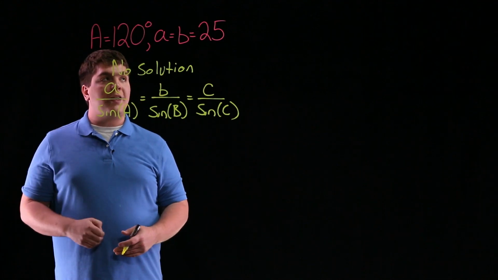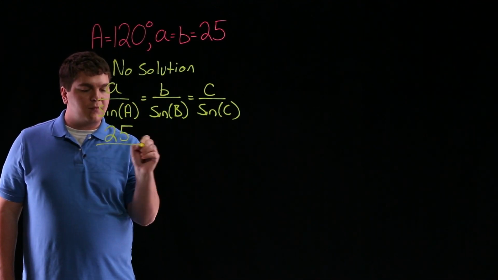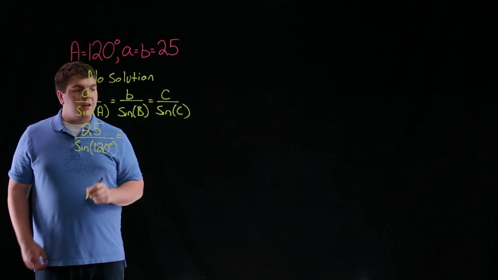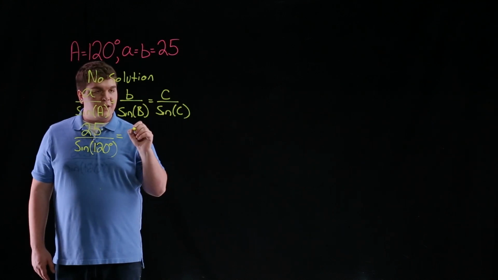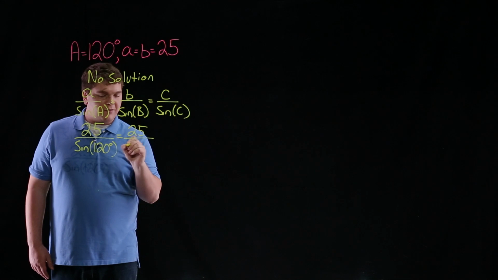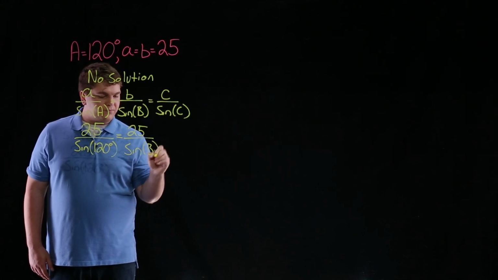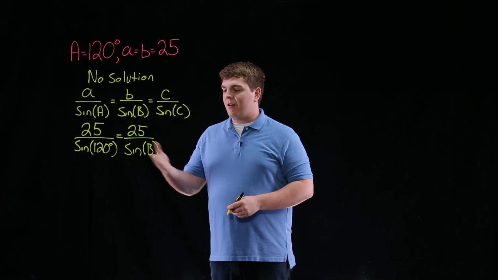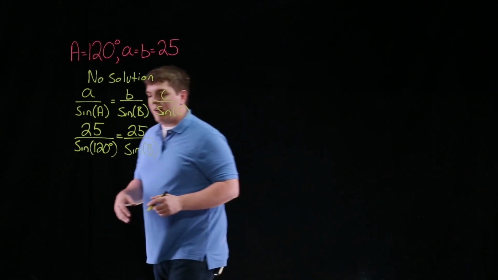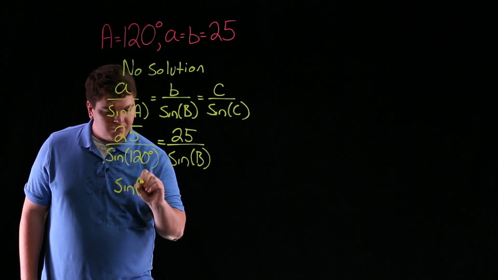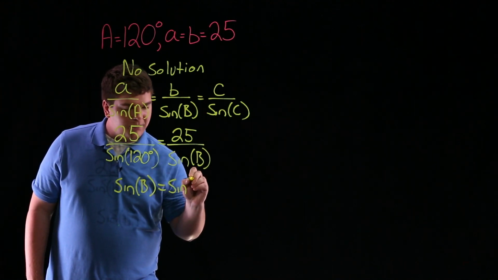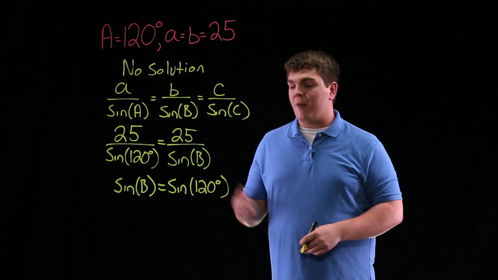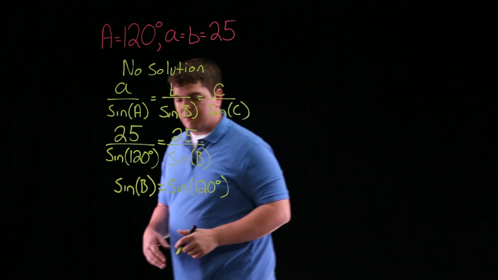So let's substitute our values in. We know that a is 25, and sine of A is equal to sine of 120 degrees. And like I said, we're going to try to solve for B. So we'll set this equal to 25 divided by sine of B. Now here, if we divide each side of the equation by 25 and multiply by sine of B and sine of 120, what we reach is sine of B is equal to sine of 120 degrees. Here we can evaluate sine of 120 degrees, and what we find is sine of 120 degrees is the square root of 3 divided by 2.